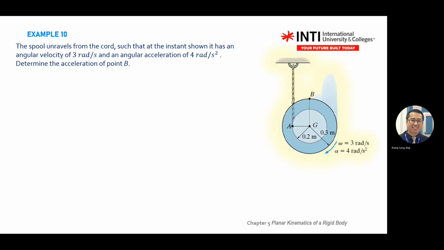Example 10. You see point G already. A spool unwound from the cord, such instance show that angular velocity was given. Angular velocity is omega. Angular acceleration is alpha. Determine acceleration of point B. Here, clockwise, you are given G to point A is 0.2, G to B is 0.3. How you solve?